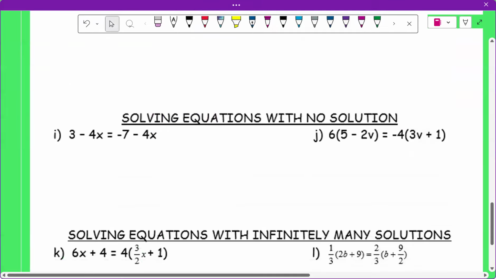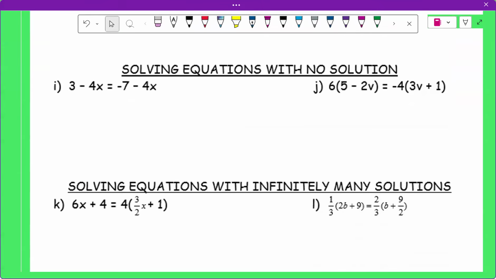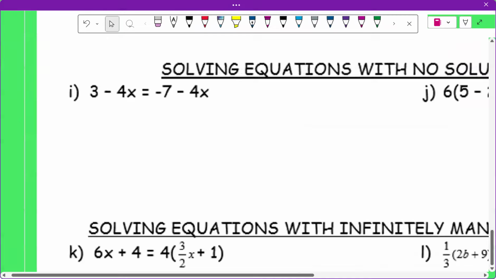Now, all of the equations that we've just solved have had one solution. X equals 2, x equals a half, x equals 4/11, x equals 3. All of those are one solution. Now let's see a different type of solution. So let's take a look at I.